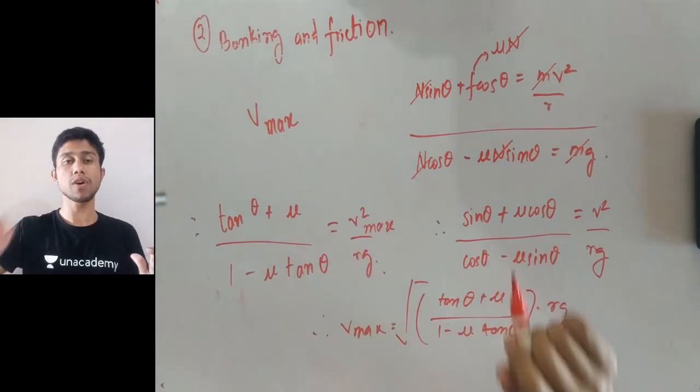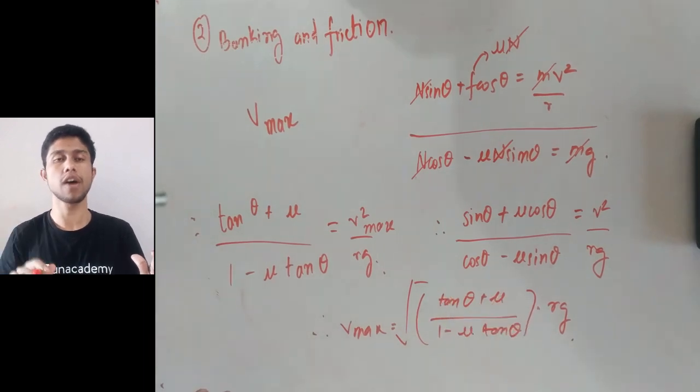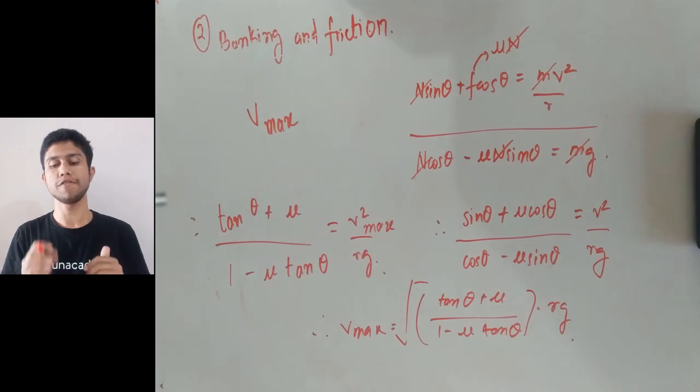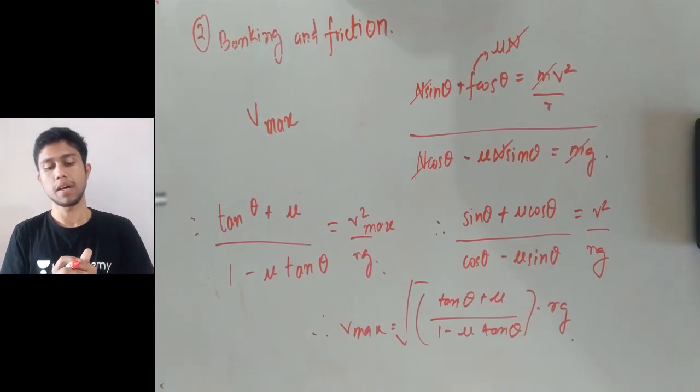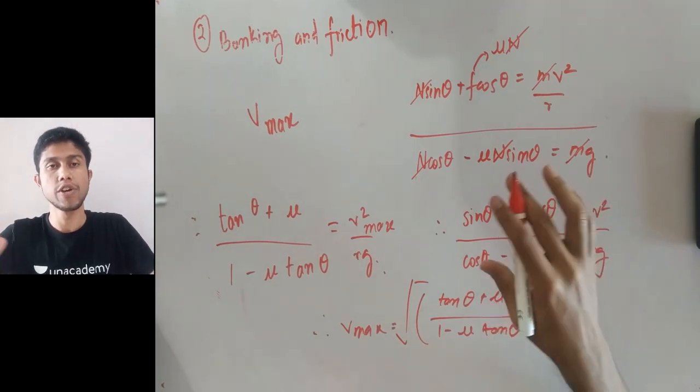Okay, so you should not drive your vehicle above this Vmax. If you drive, your car or your bike or your cycle will skid. But if you drive your vehicle, your bike, your car or your cycle below this velocity, you will be safe.